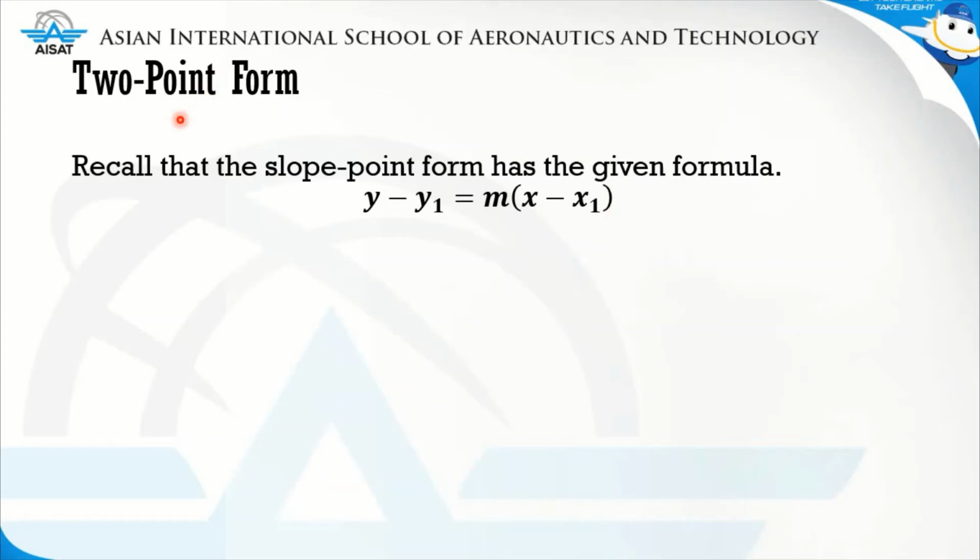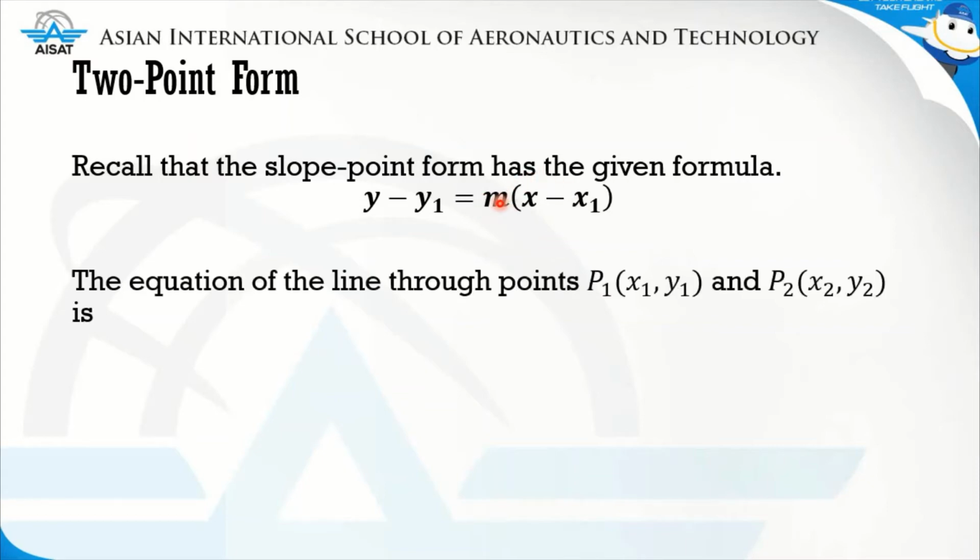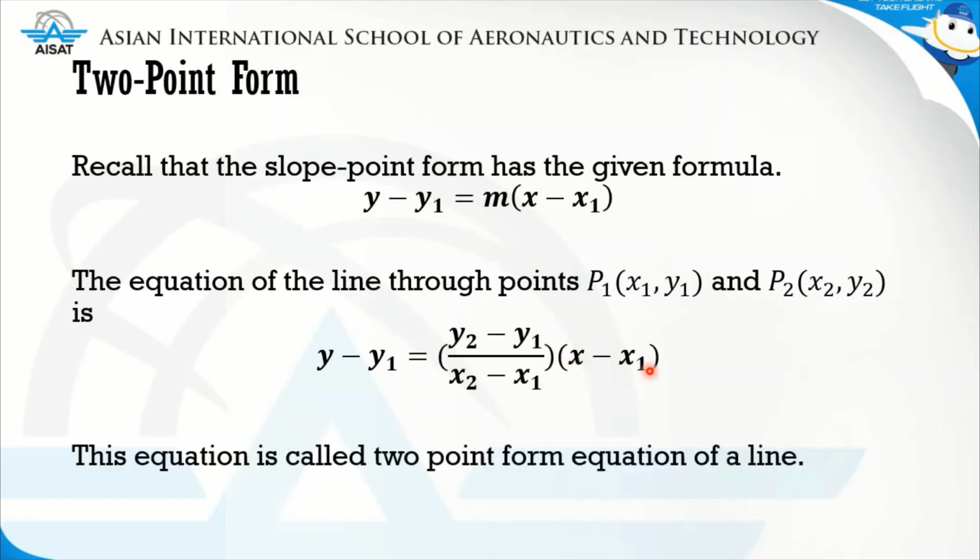So what we will do is change the formula by substituting the equation for slope. So we'll have y minus y sub 1 is equal to y sub 2 minus y sub 1 all over x sub 2 minus x sub 1 times x minus x sub 1. And this equation is called the two-point form equation of a line.